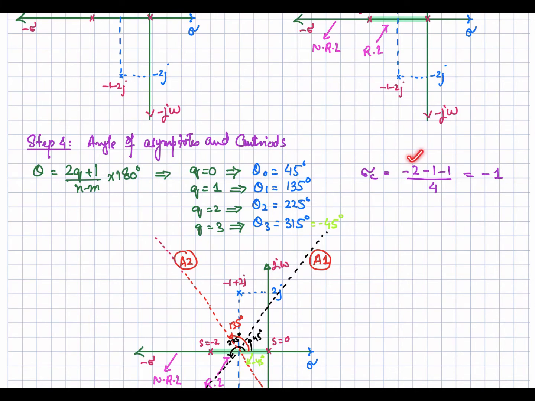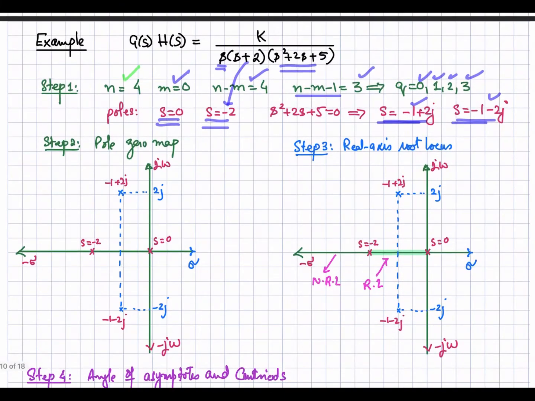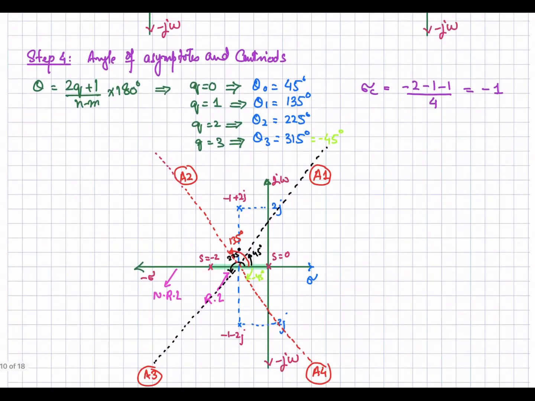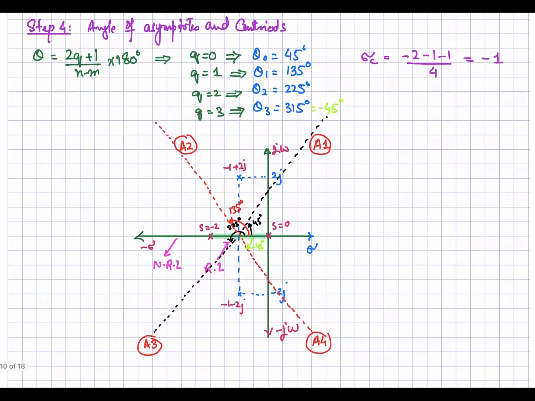One pole is at minus 2, the other ones are at minus 1 and minus 1. Here you can see 0, minus 2, this is at minus 1 and this is the minus 1. So the sum of the real parts will be equal to minus 4, and there is no 0, so no real part of the 0. So the real part of the poles divided by n minus m, that is 4, so your centroid is at minus 1. So now we sketch the asymptotes.